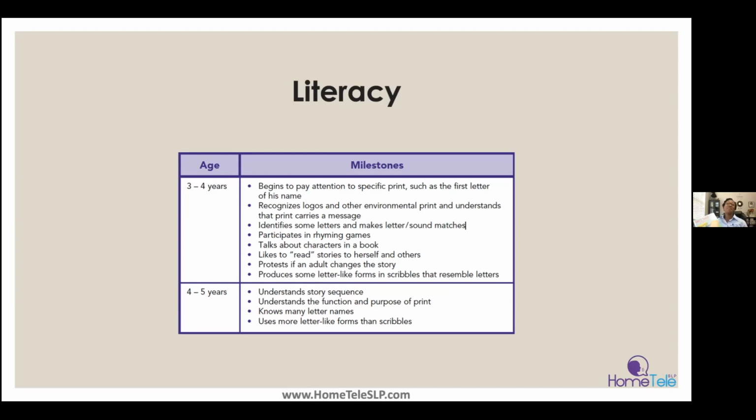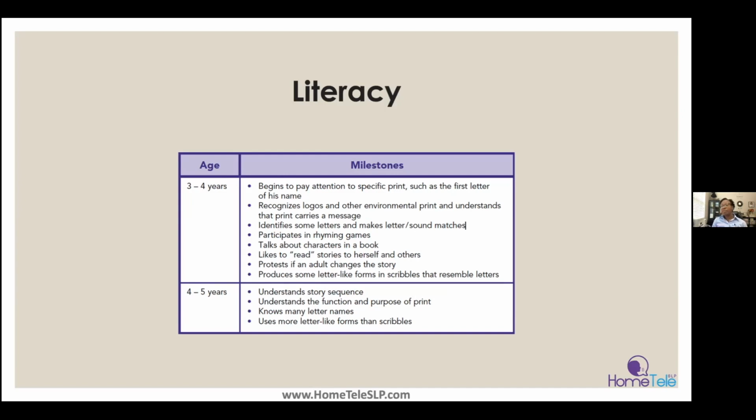So even if they're making up the words, it's my favorite way to have a child read the book, for them to tell me what's happening by looking at the pictures. That's an emergent literacy skill. That's wonderful. So if they're able to do those things, they are on target. Let's talk about 4 to 5 years.